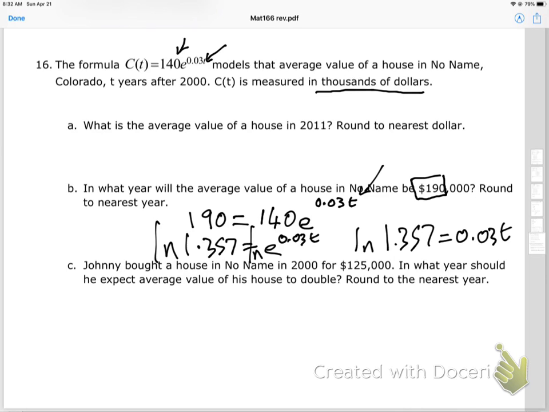So let's take a look at that. I'm going to take the natural log and divide by 0.03. That will give me 10. I get 10 years. So is that about right? About 10 years. So 10 years. Okay. Right, last part.